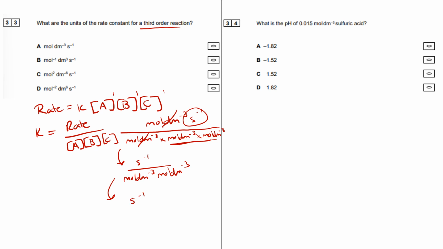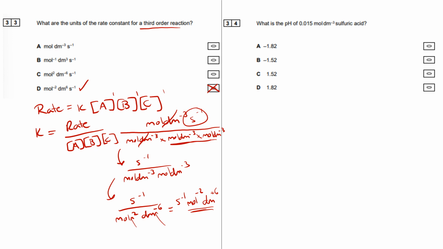Simplify that. S to the minus 1 over 2 lots of moles and dm to the minus 3 squared, or dm to the minus 6. Because it's on the bottom of the fraction, that's further simplified to S minus 1, mole minus 2. You get the inverse if it's on the bottom of the fraction, and dm to the plus 6. Neaten that up, normally you put the negative powers later on in the units. So we have moles minus 2, dm6, s to the minus 1. D is correct there.